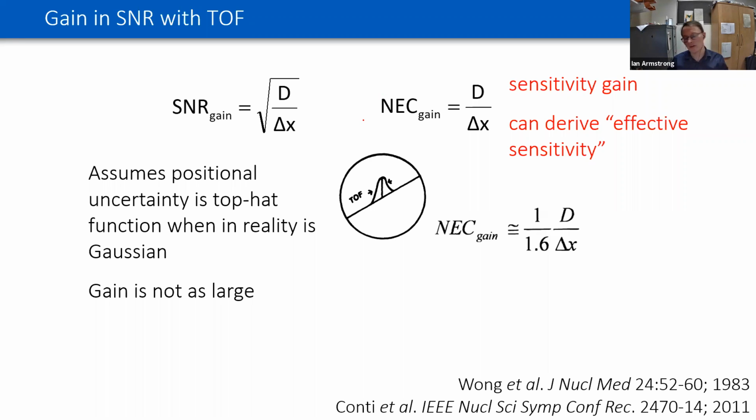One of the subtle differences as well is that these top two equations suggest that our positional uncertainty of the annihilation is a top hat function. In reality, that isn't the case. It's more like a Gaussian function. So we get this factor here that goes to the start of our equation, which reduces slightly the effective sensitivity gain for our time of flight system.